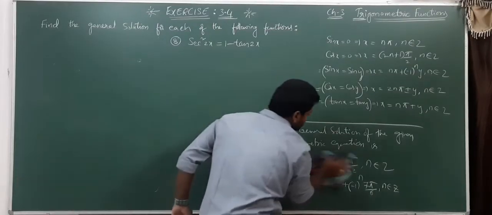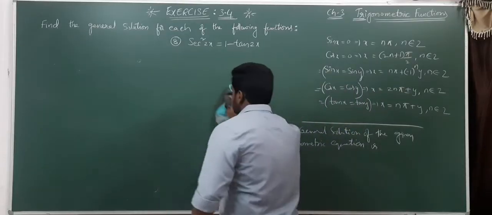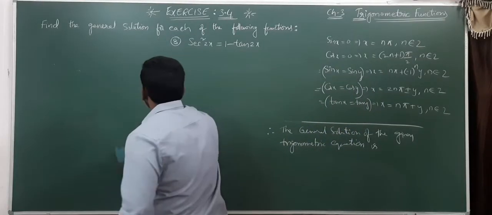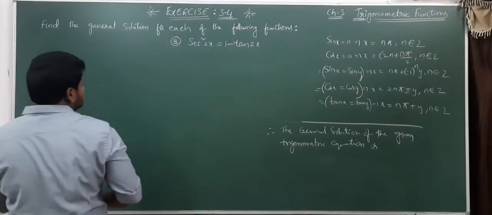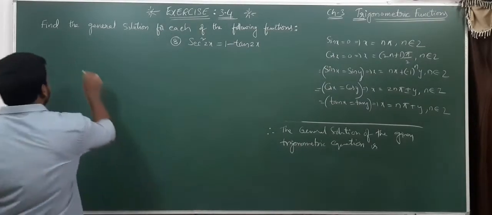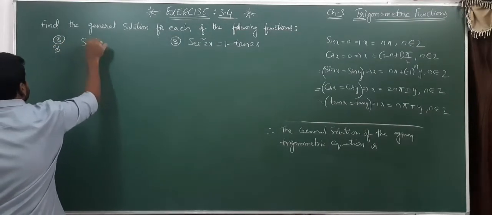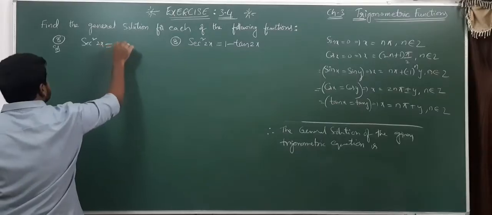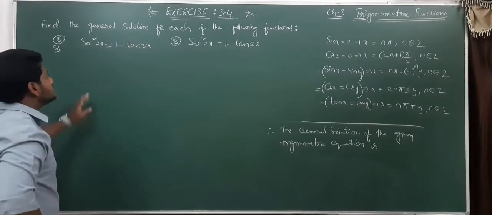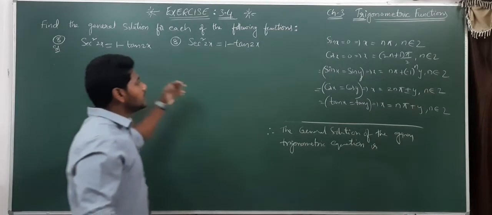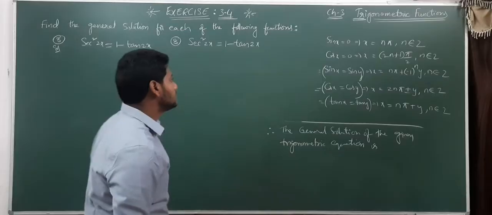Next we will solve question number 8. The question is sec² 2x equal to 1 minus tan 2x. See how to simplify. First of all, we need to simplify this to get it into any of these forms, then only we can find the general solution.